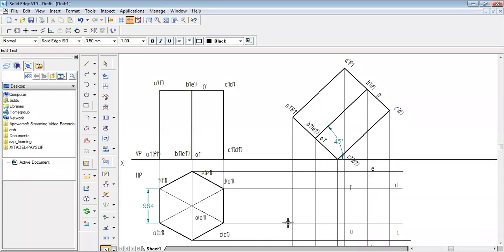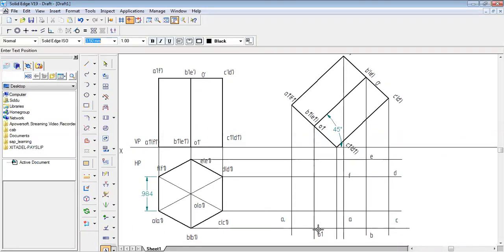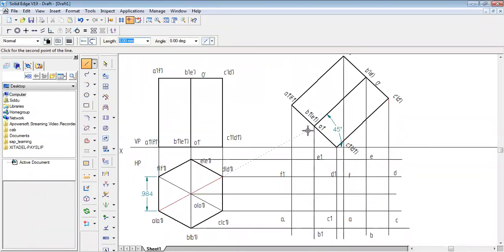Now A1, B1, C1. Let us start with A1, B1, next. This is going to be my C1, right? So C1. Similarly D1, E1, F1. Now all are identified. Now the axis also, sorry. This is my axis O, this is my axis O1, and this is O. I think all points have been identified.